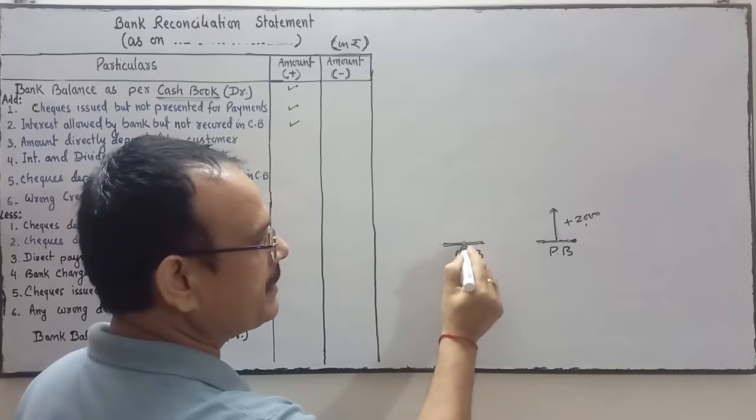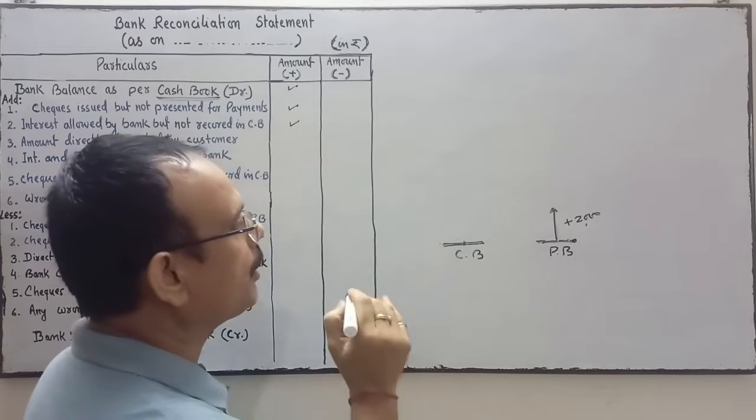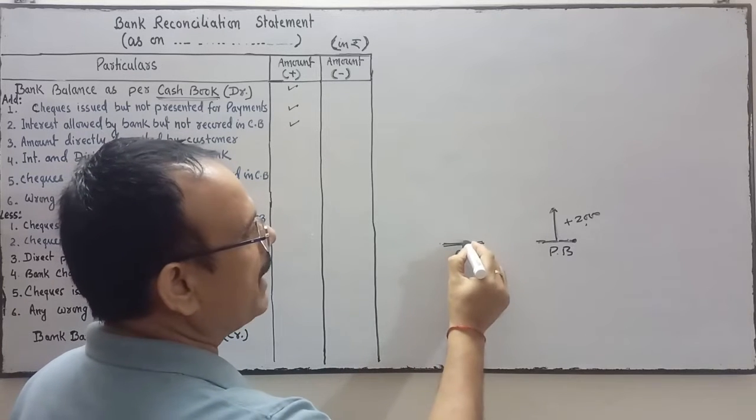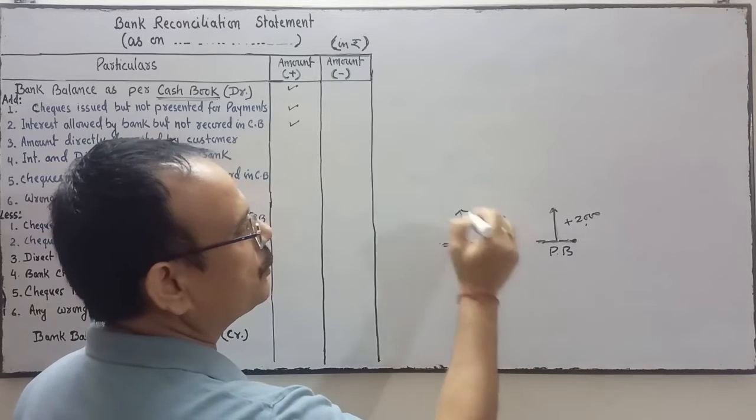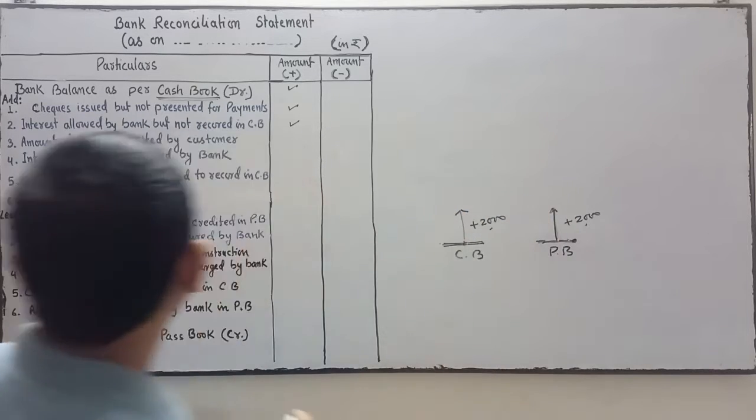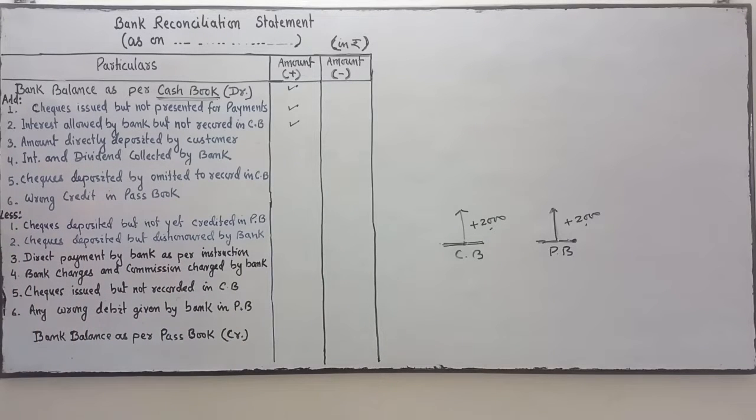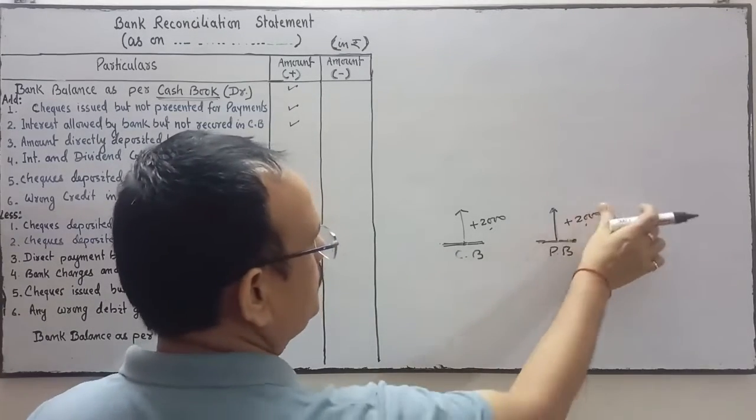Cash book balance is here and passbook balance is here. This is the reason for the difference. Now you reconcile it. Using this side, you add 2000 in the cash book, and your balance will be the same. So the amount directly deposited by customer will be added. Okay, come to the next.